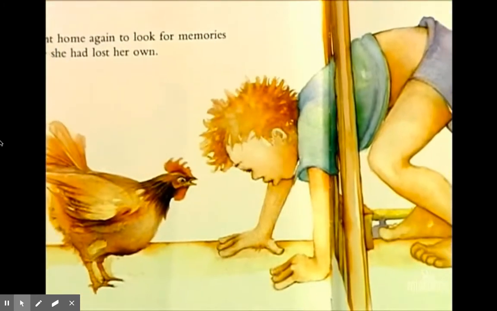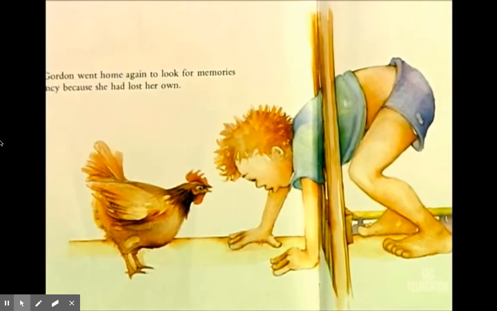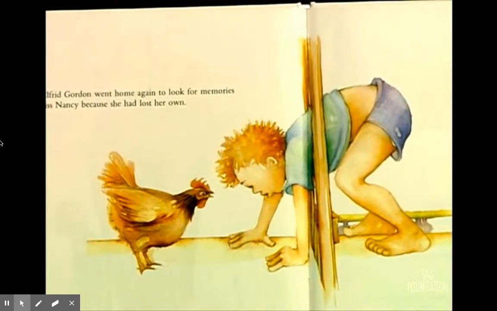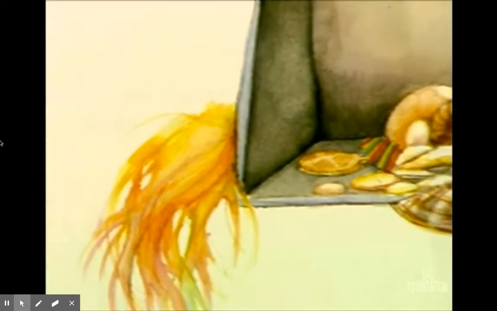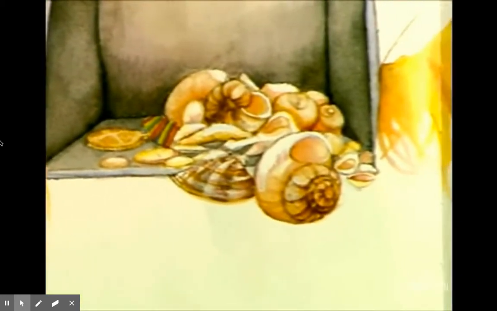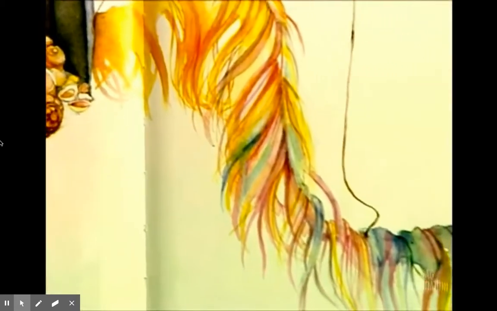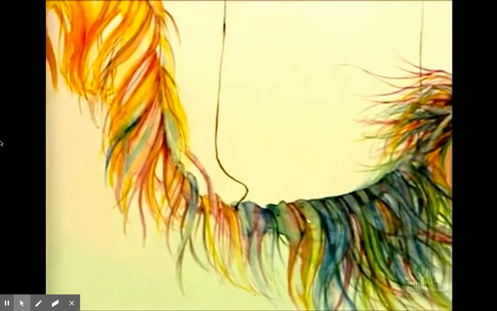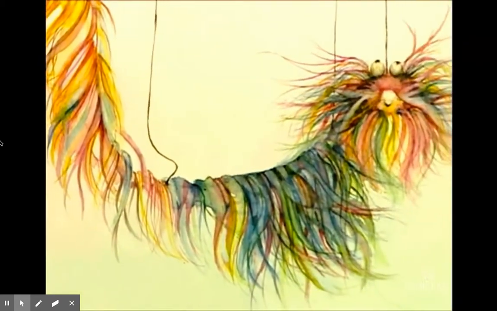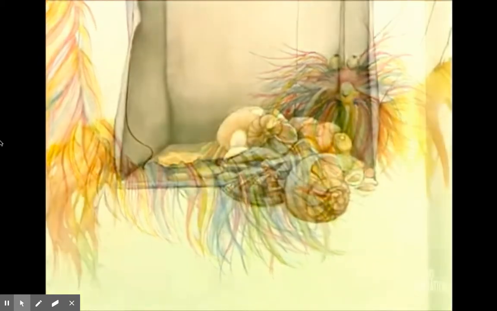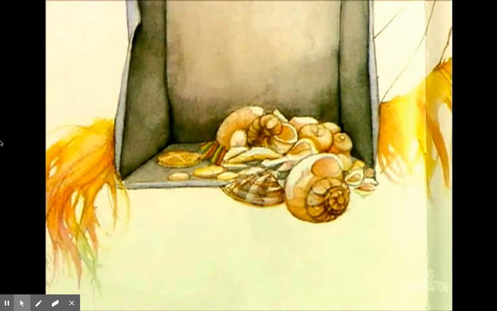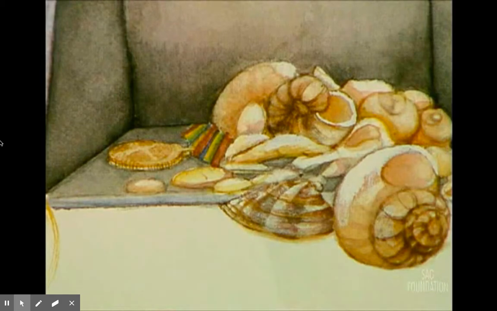So Wilfrid Gordon went home again to look for memories for Miss Nancy, because she had lost her own. He looked for the shoebox of shells he had found long ago last summer and put them gently in a basket. He found the puppet on strings, which always made everyone laugh, and he put that in the basket too. He remembered with sadness the medal which his grandfather had given him, and he placed it gently next to the shells.